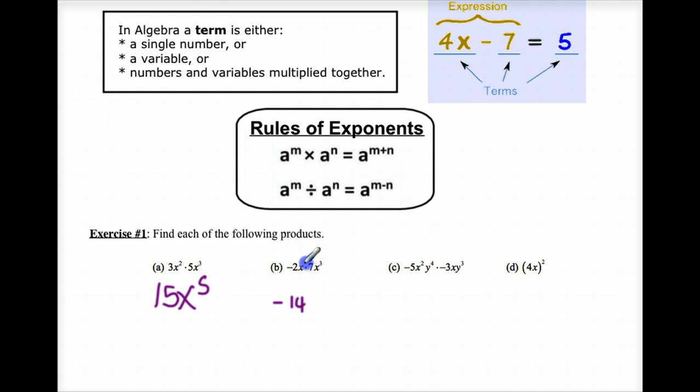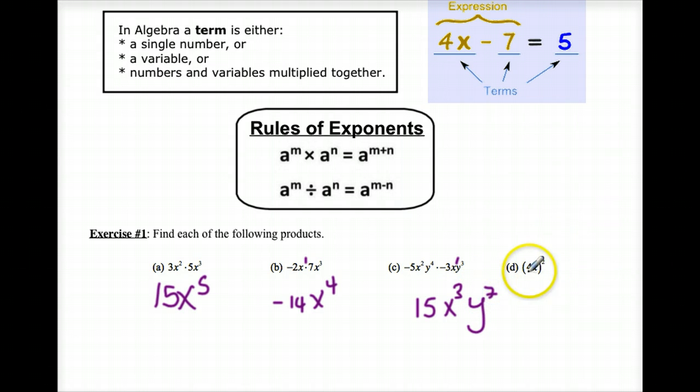Remember, there's that invisible 1 there, so I say 3 plus 1 is x to the fourth. Same goes here. Negative 5 times negative 3 is a positive 15, and I know it's x. Remember that invisible 1 on x there, so it becomes 2 plus 1 is 3. And I have a y, which is fine. y to the fourth times y to the third is y to the seventh.